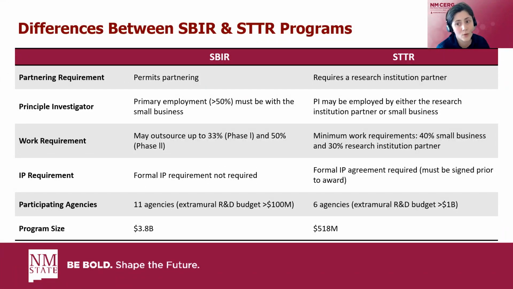STTR, on the other hand, requires a research partner. The PI may be employed by the small business or the research partner. For DOE, it doesn't matter. And for STTR, it's a conversation of minimums. So with STTR, the small business needs to complete at least 40% of the work, and 30% needs to go to the research institute. The remaining 30% can be determined by the small business, where they want that work to go.